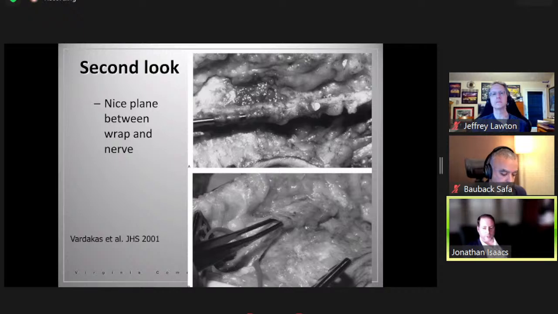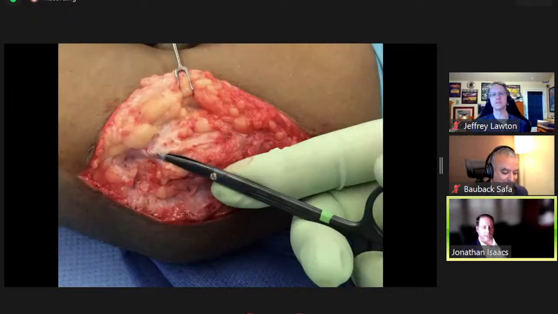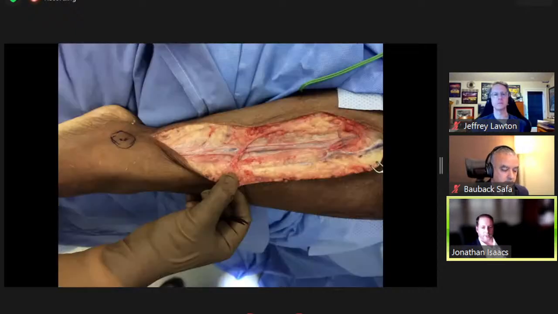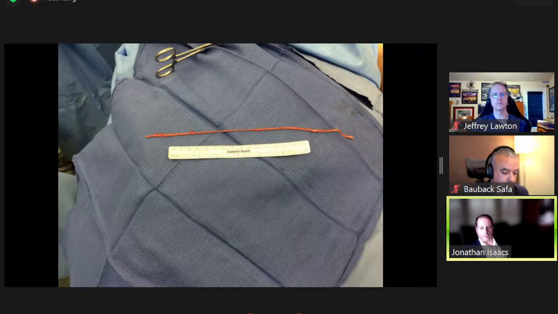My experience with this has been very positive overall. I have gone back in on these and seen, similar to this published case series, second look surgeries where you can clearly see a scar-free plane between the vein and the underlying nerve. Here's an ulnar nerve that I'm taking the scar off of, saphenous vein. You need 3 to 4 times the length of vein as nerve that you want to wrap, basically.